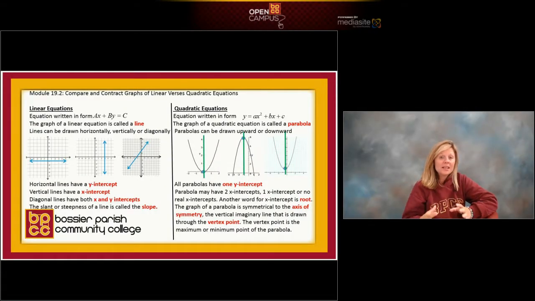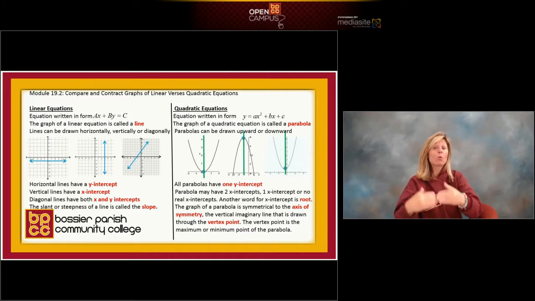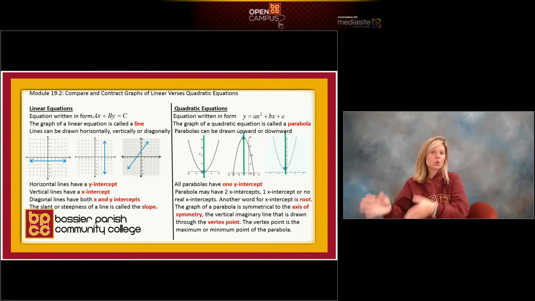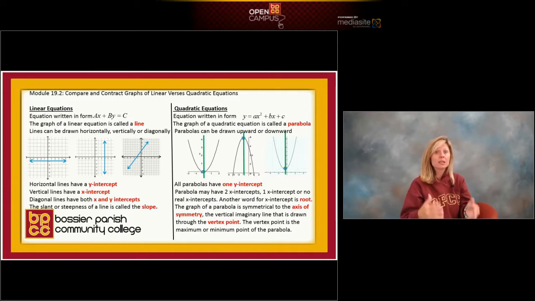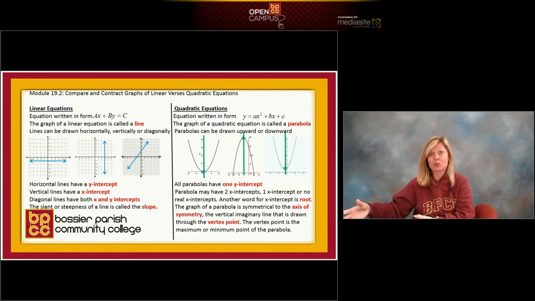Welcome back. In this module, I want to compare what you've previously learned how to graph with what we're about to learn how to graph. If you look at your PowerPoint, it's broken up into two parts: linear equations versus quadratic equations. Remember, linear equations are what you learned to solve in Algebra 1, and quadratic equations are what we just learned how to solve in 099 Algebra 2.